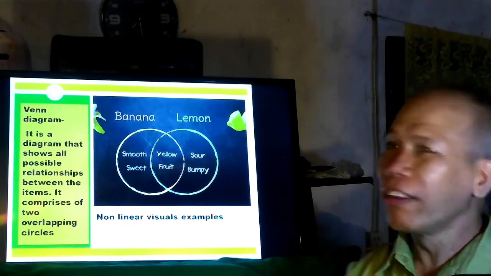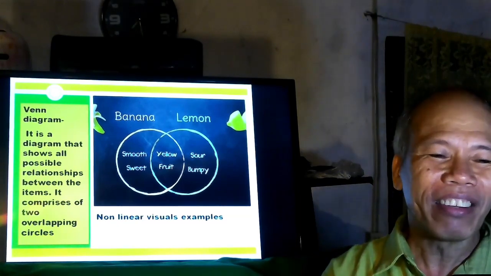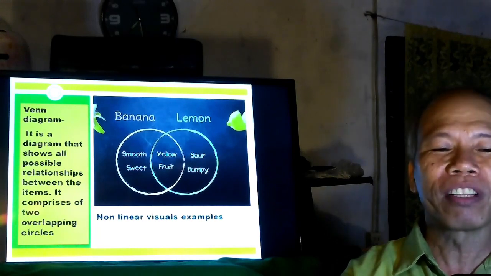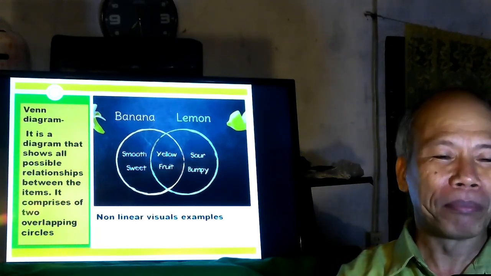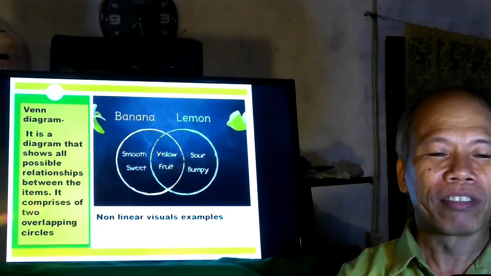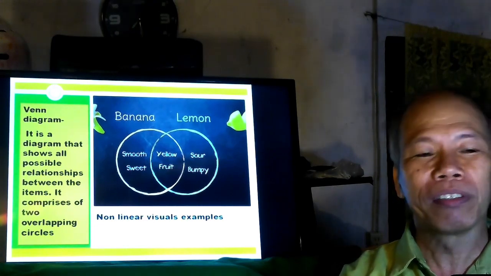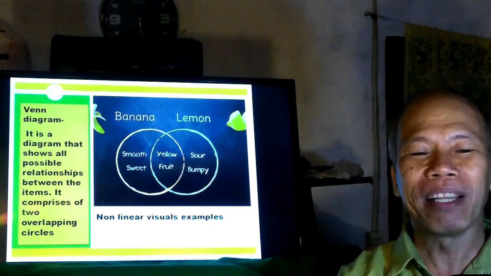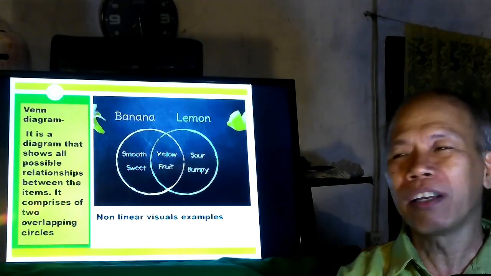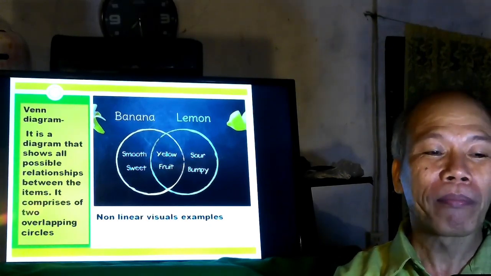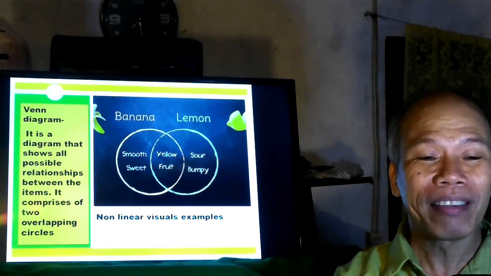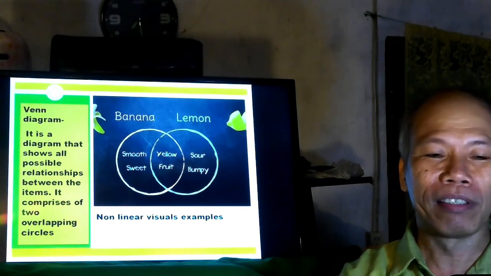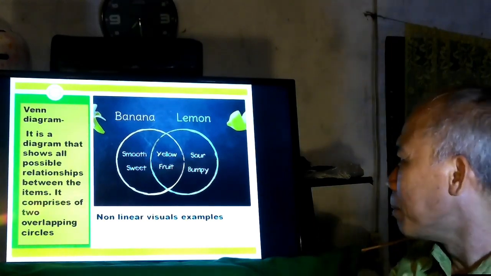while the interlocking area is the area that is similar. Let's say on fruit, you have there the example of banana and lemon. Banana and lemon, they are both colored yellow, but banana is sweet and lemon is sour and bumpy.